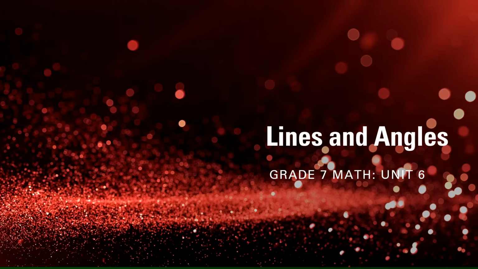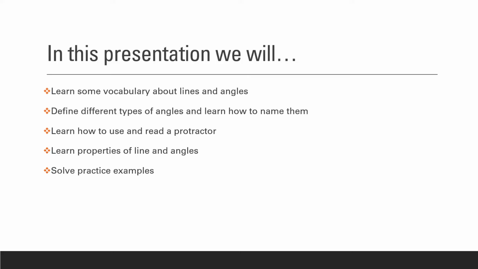This is a video lesson on lines and angles, one of the units in our grade 7 math curriculum. We're going to start by learning some vocabulary so that we have some words that we can use when we're talking about lines and angles. We'll then define different types and learn how to name them. We're going to learn how to use and read from a protractor. We'll learn properties of lines and angles that are going to help us solve different questions that we might encounter. And then we'll solve some practice questions. So let's get to it.